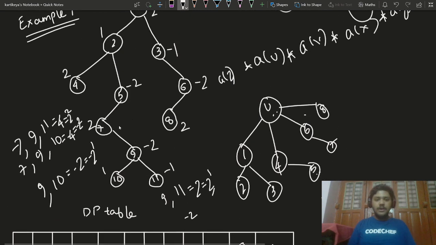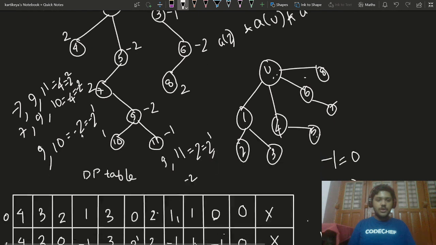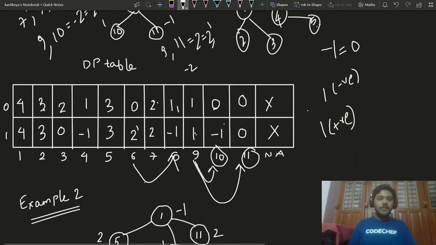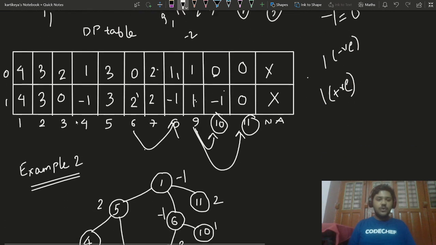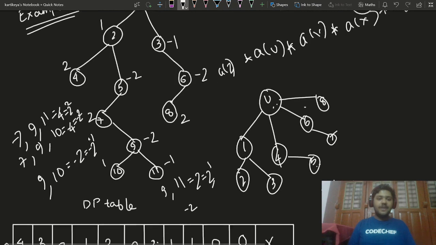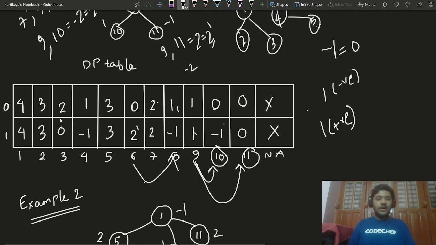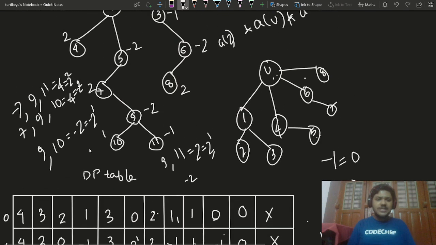Okay. Now let's look at 2. So when we are talking about 2, 2 is having two children, 4 and 5, and it itself is having a positive magnitude of 1, or it itself is a positive value. 2 is having two children, which are basically 4 and 5.